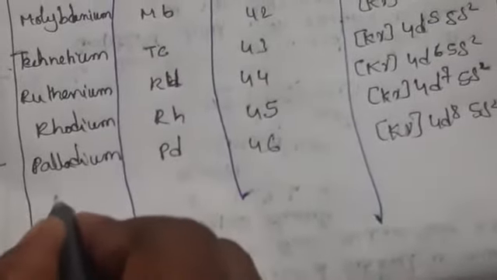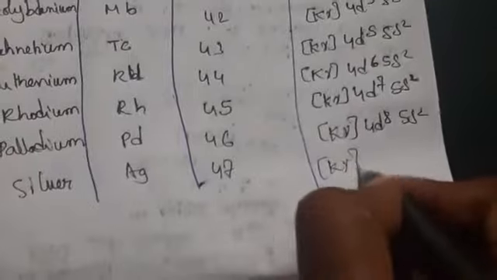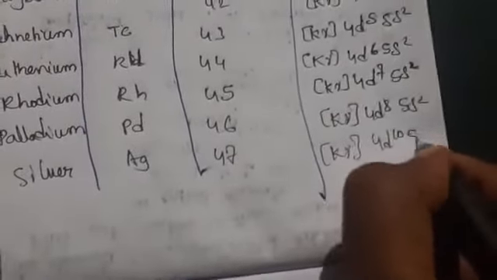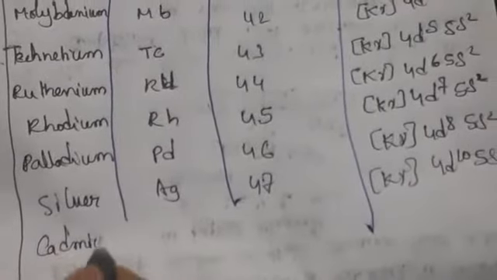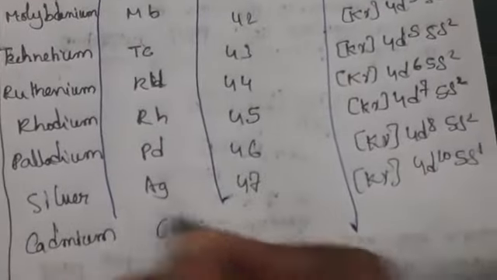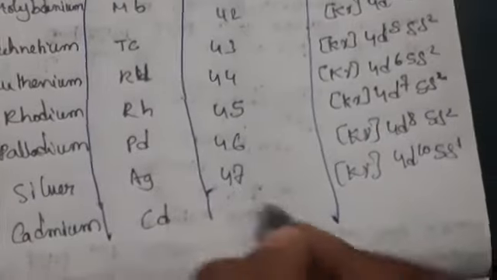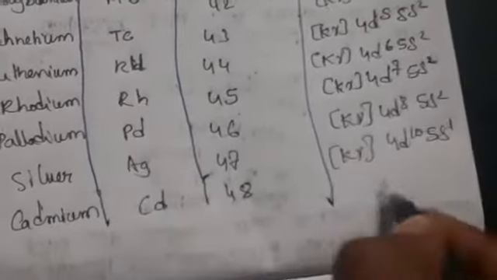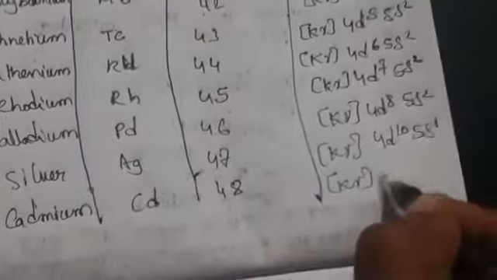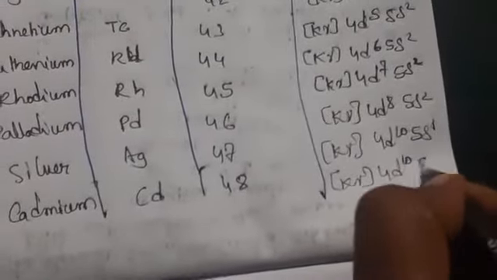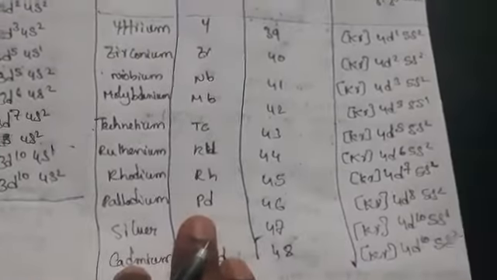Next one we are having silver, which has the symbol Ag 47. It will also behave like copper, that is 4d10 5s1. Last one is cadmium, Cd 48, krypton 4d10 5s2.